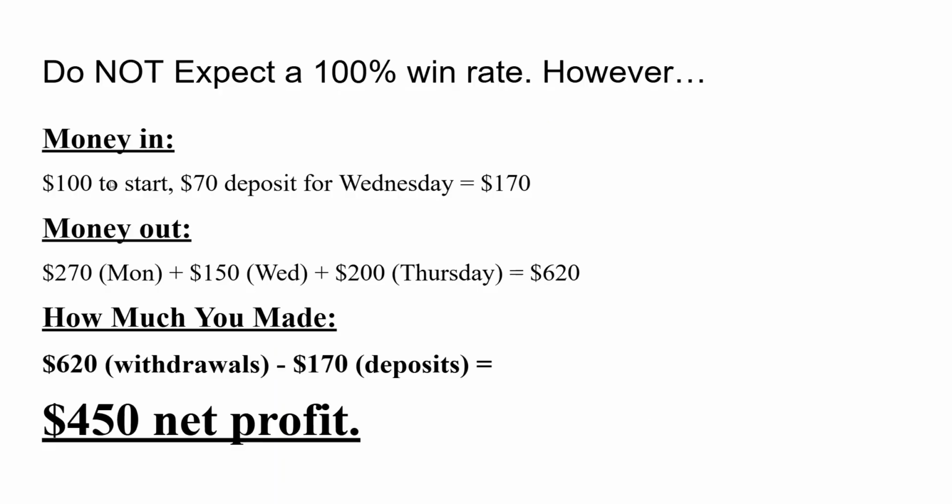Your money in, you deposited 100 bucks on Monday, and then you also had to deposit another 70 bucks on Wednesday, okay, after you lost. So your money in was 170. Your withdrawals, you pulled out 270 on Monday, 150 on Wednesday, and 200 on Thursday, which equals 620 bucks. We subtract these two, 620 from 170, you are at $450 net profit for the week.